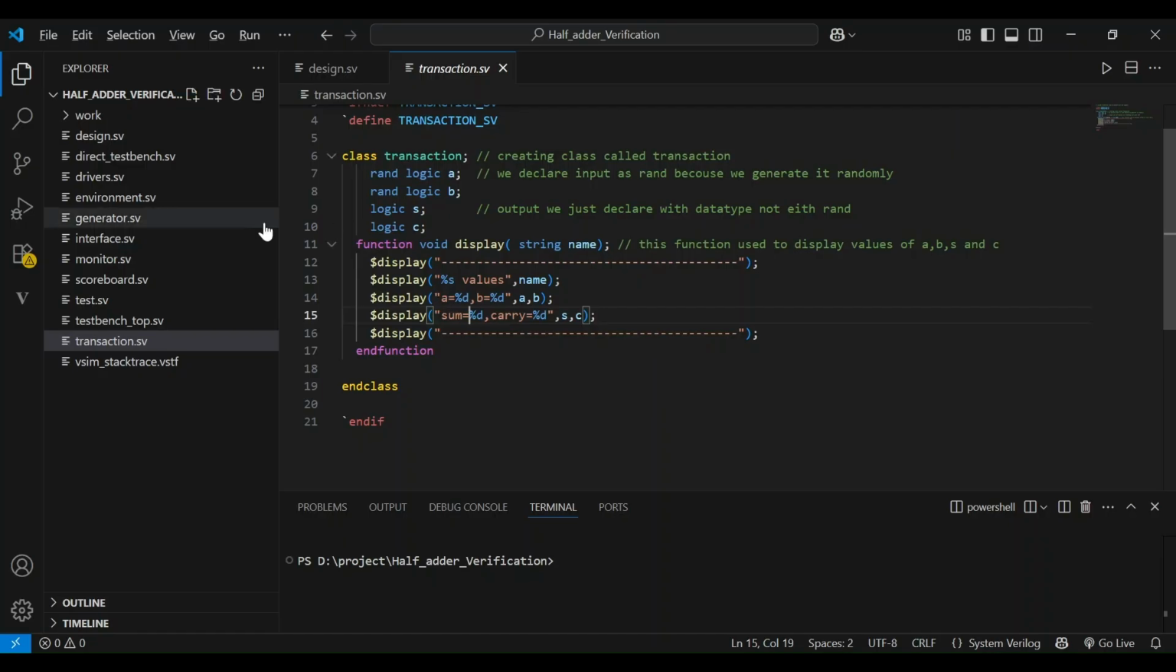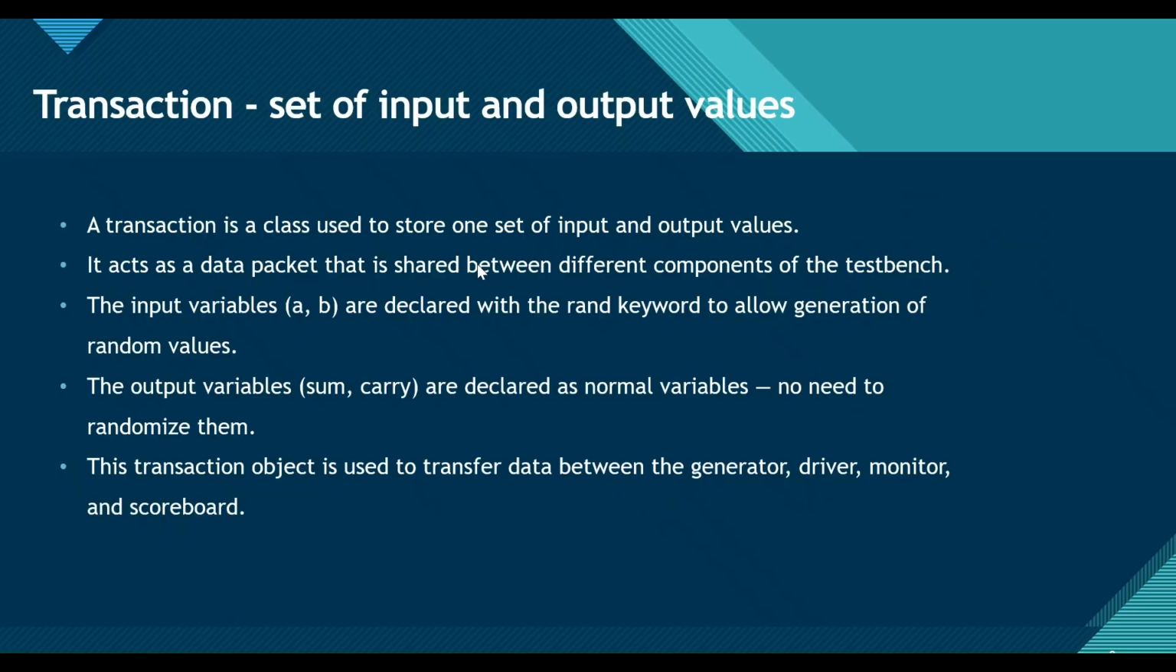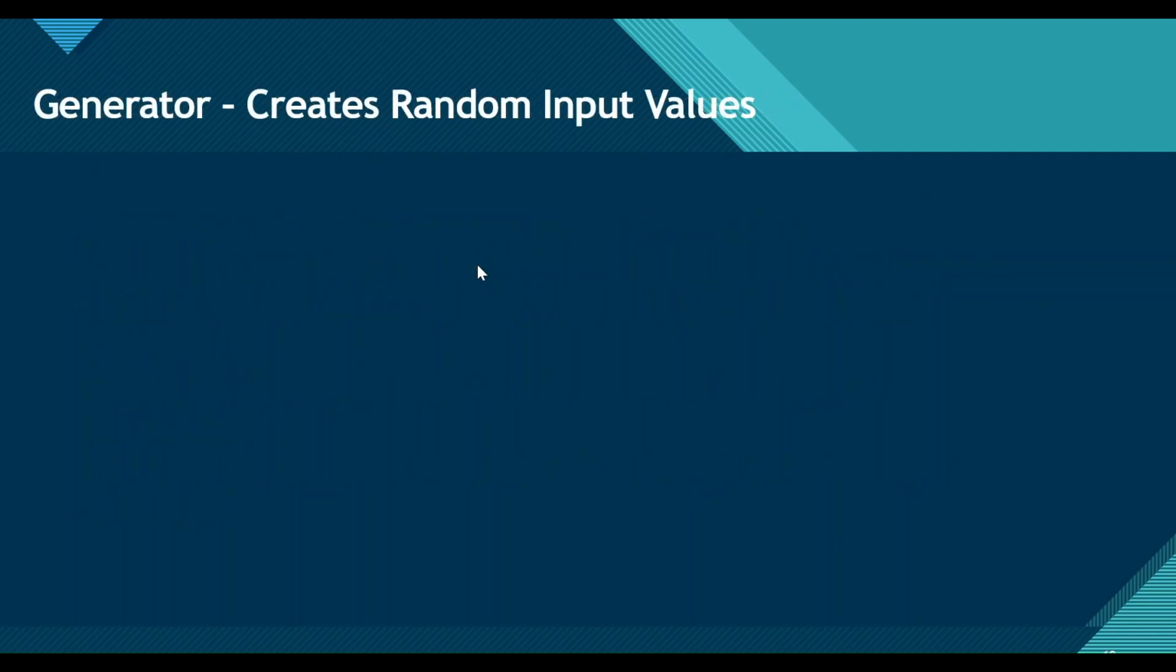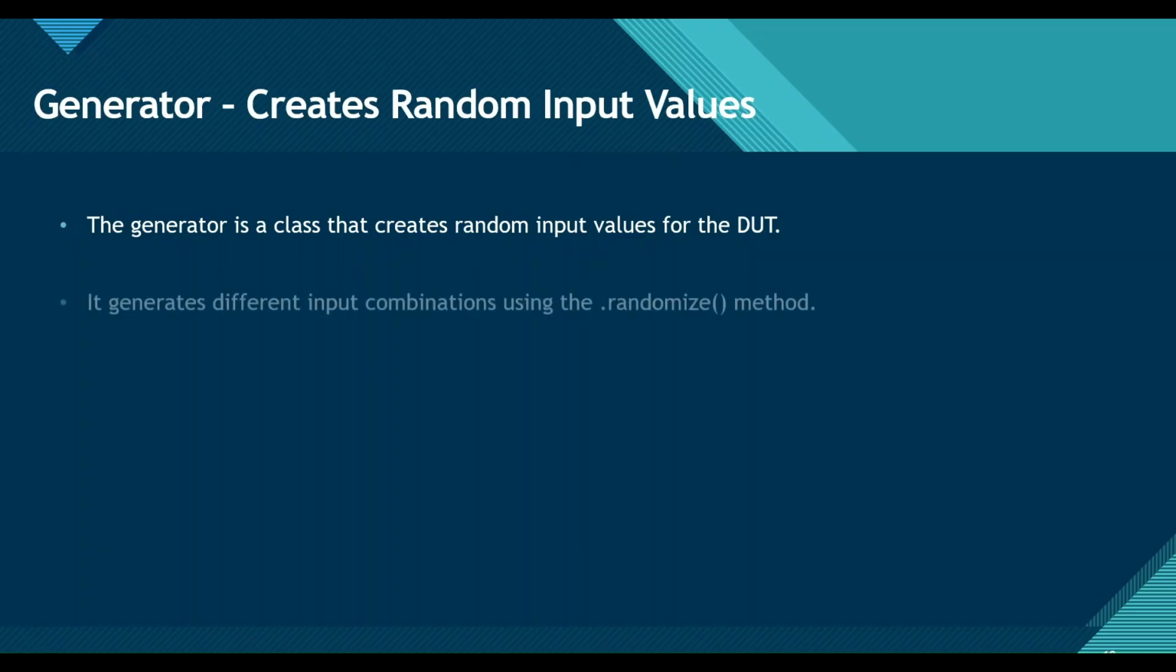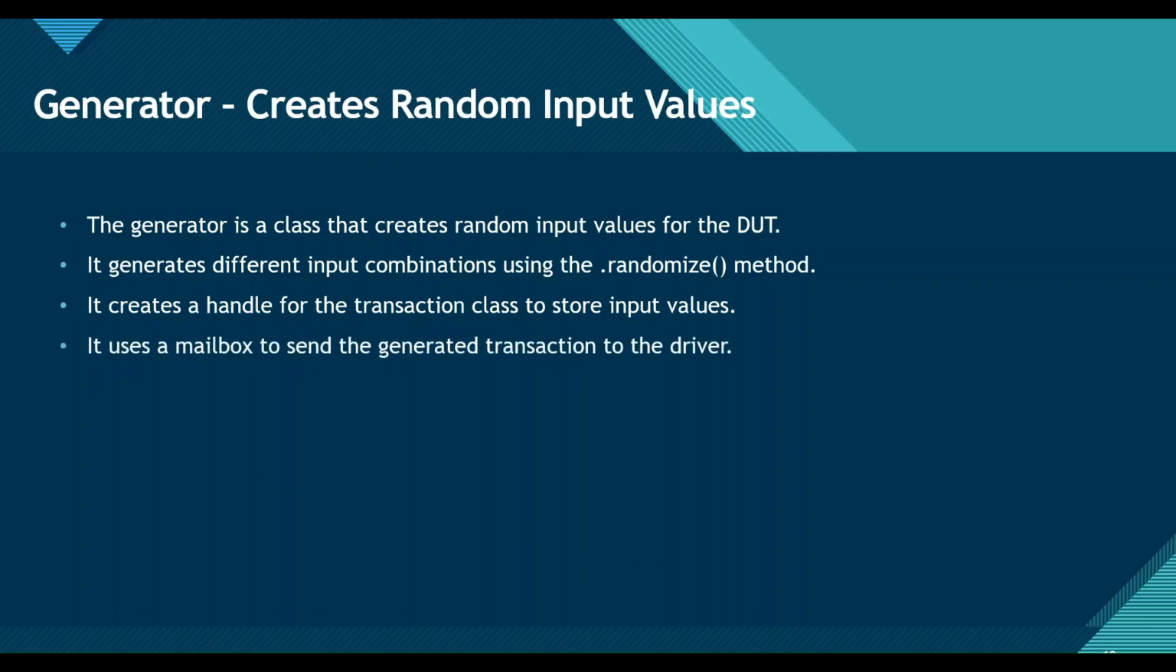Next, we will see the generator class. In this slide, I will explain the generator class. The generator is a class that creates the random input values for the DUT. It generates different input combinations using the randomization method. It creates the handle for the transaction class to store the input values. It uses the mailbox to send the generated transaction to the driver. Here we can control how many transactions to generate using a loop.